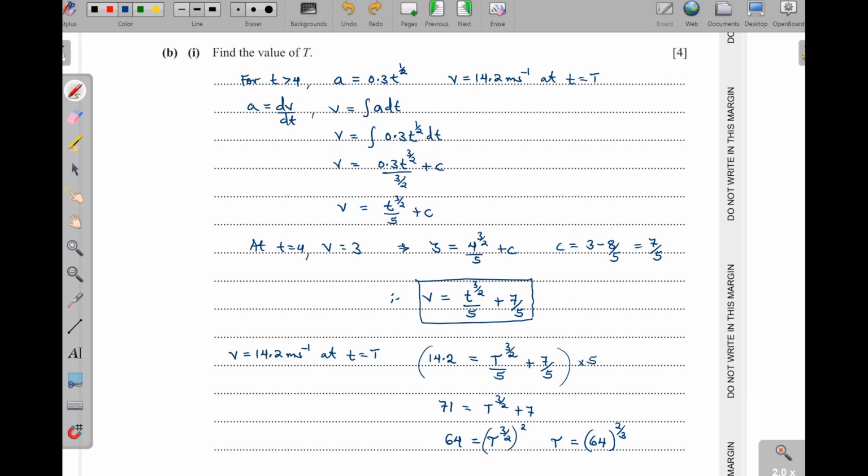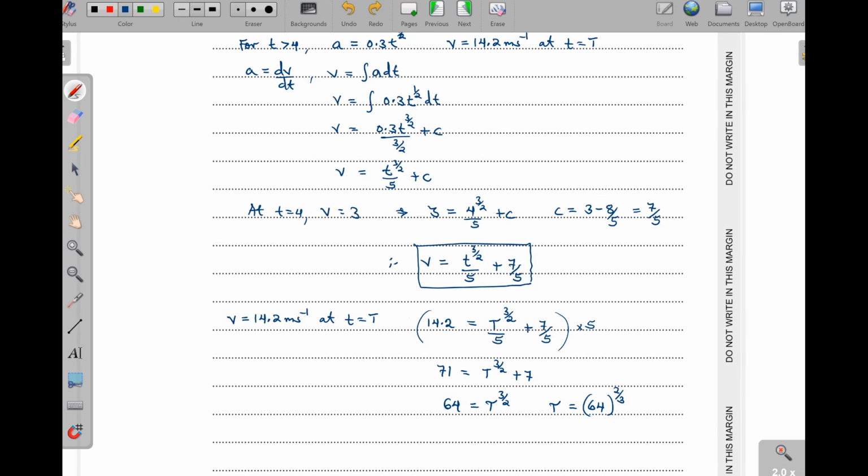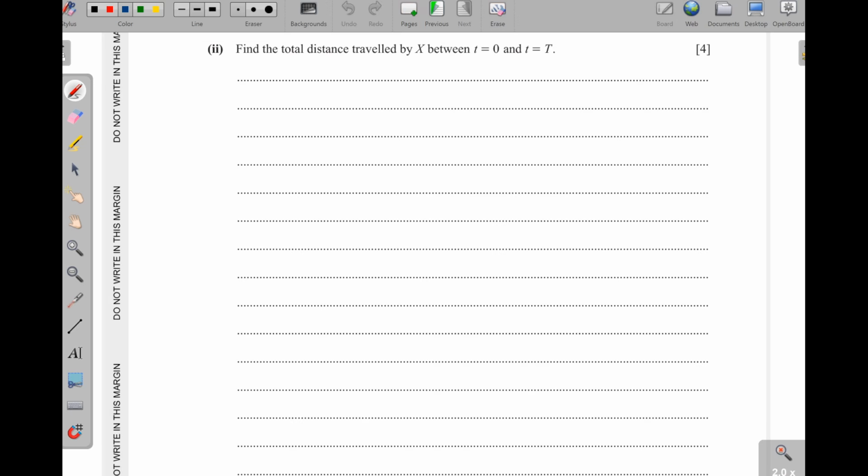Then what do we have there? Cube root of 64 is going to be 4. Then 4 squared becomes 16. That means t is equal to 16. As simple as that.